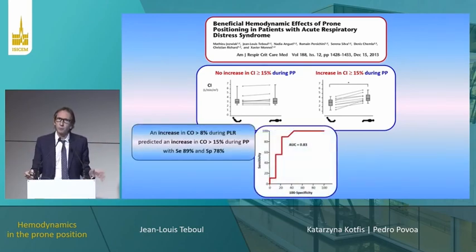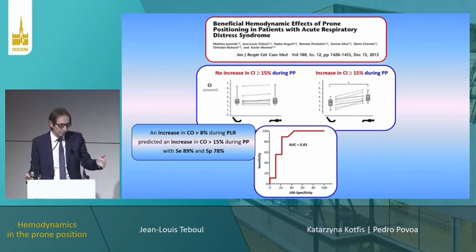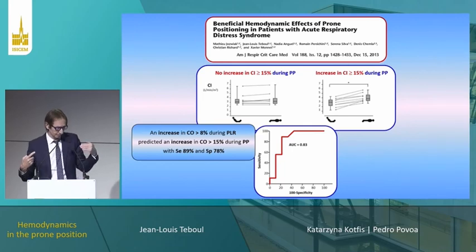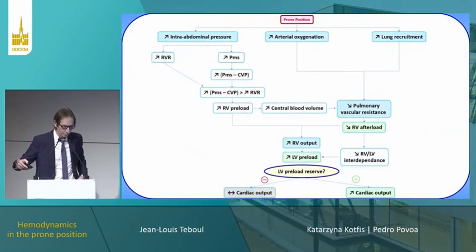And before proning the patient, we performed a passive leg raising. And we observed that an increase in cardiac output by more than 8% during PLR can predict an increase in cardiac output by more than 15% during prone position compared to supine position. So this is a way to detect preload responsiveness, but before proning the patient.